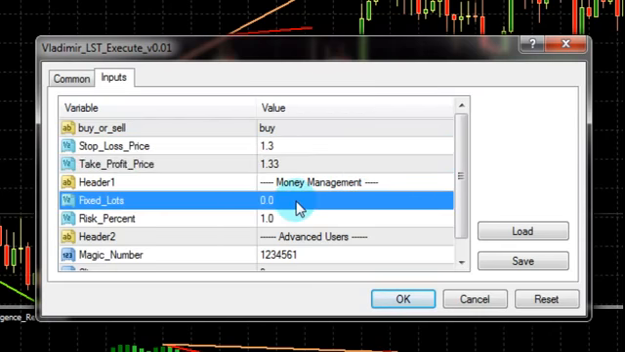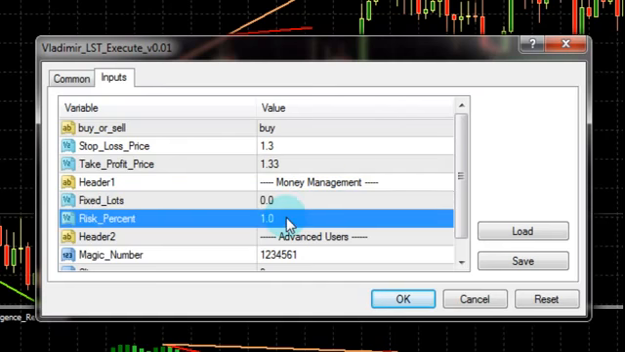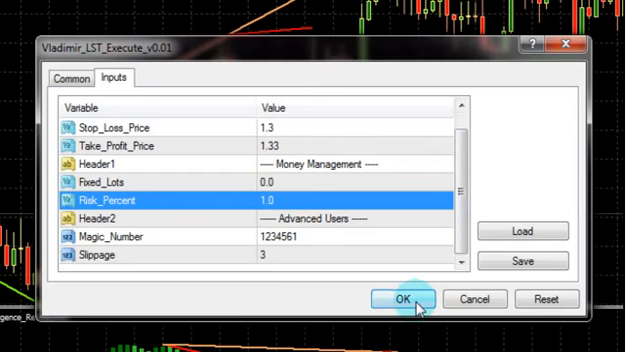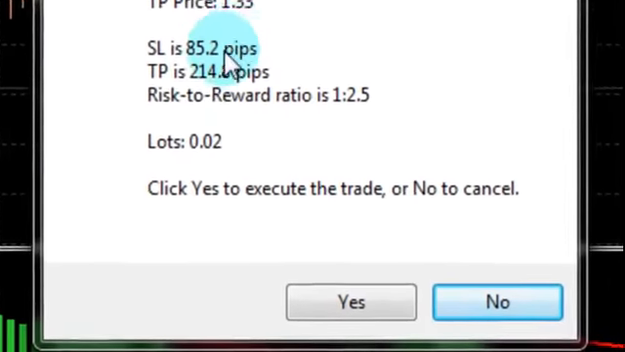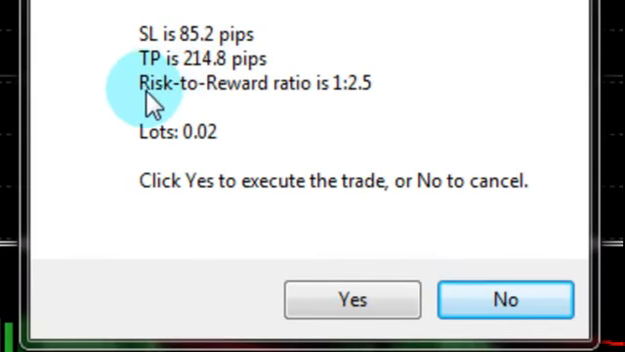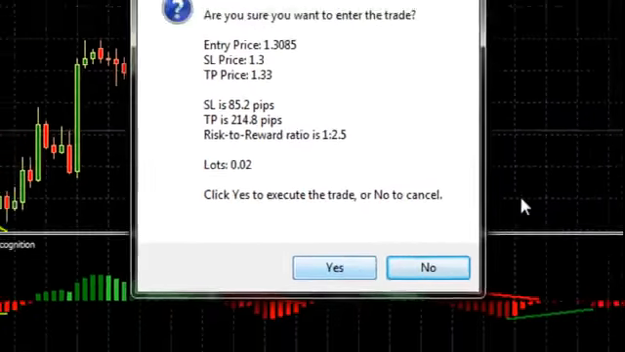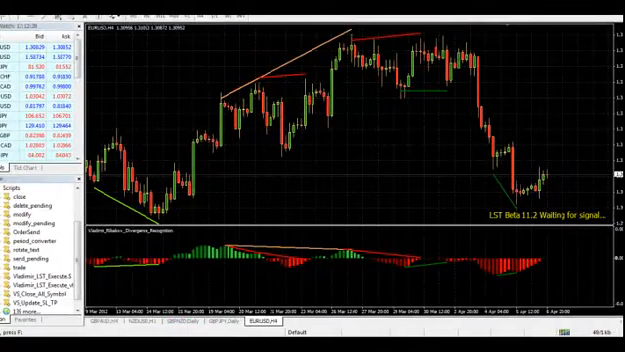I can set a fixed lot size, or I can choose the risk percent. I choose to trade with the risk percent. It's 1%. I press OK. Pay attention here. It gives me the details of the trade: the stop loss, the take profit, and most important, the risk reward ratio. Is it more than 1 to 2? Yes. Is it a good trade? Definitely. This is the lot size that will be opened. Once you click yes, the trade will be placed on your platform.